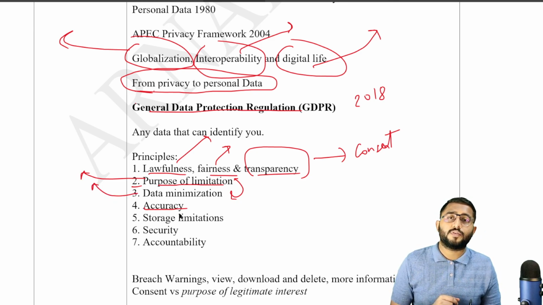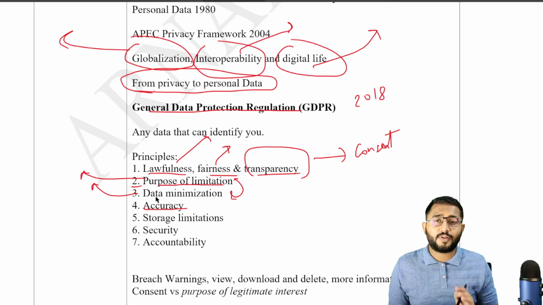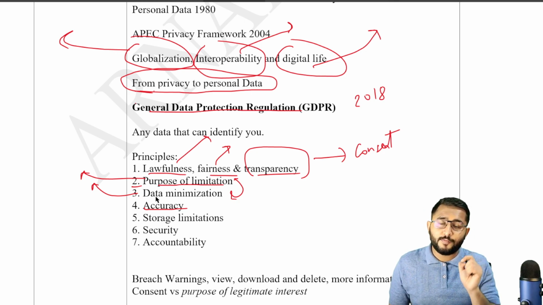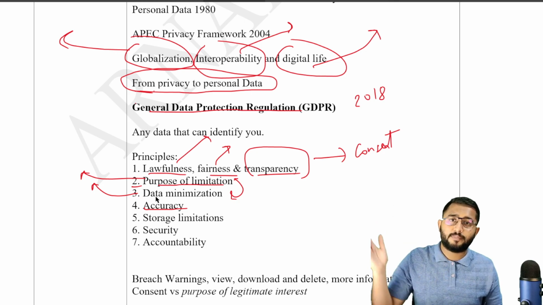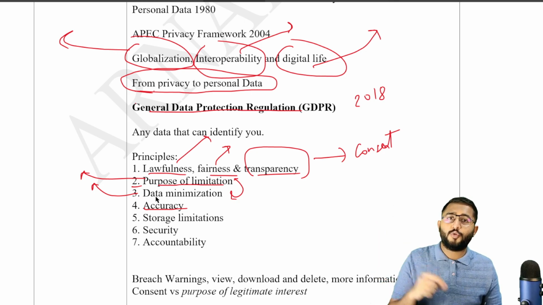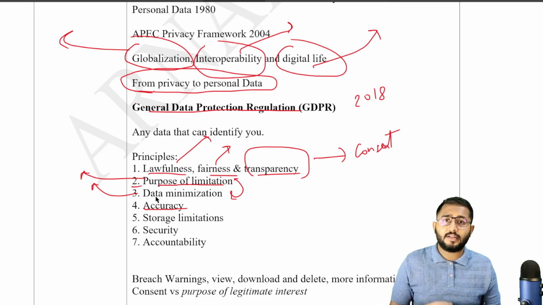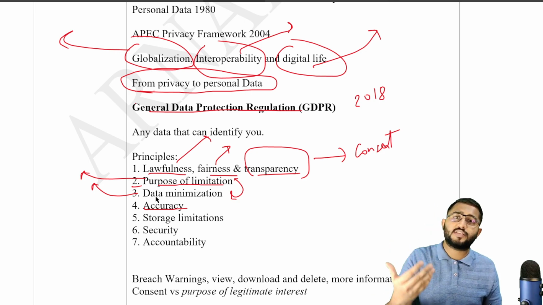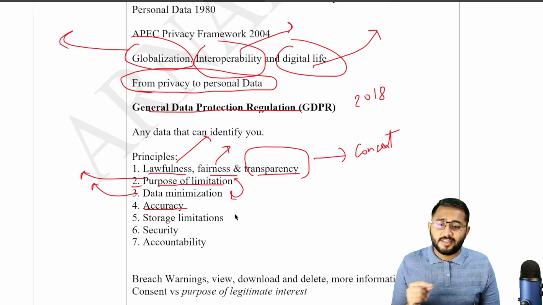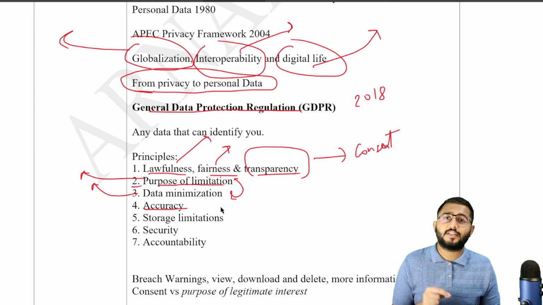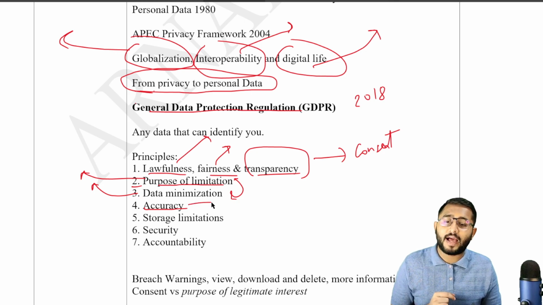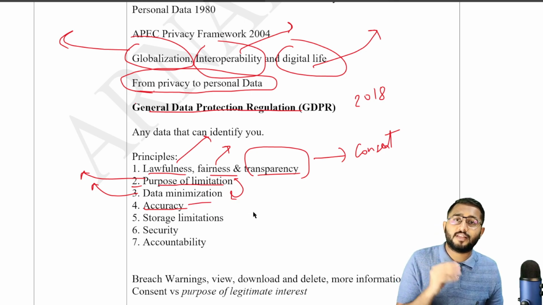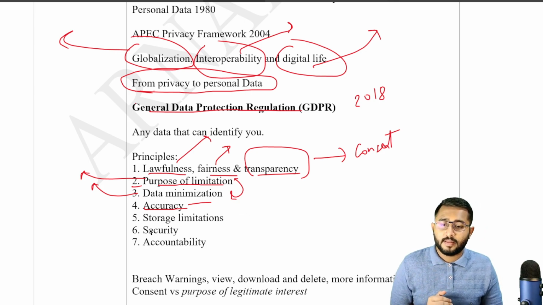Then comes accuracy, which says that the data that you have collected should be accurate. Now, if you collected 5 years ago that my age was 18, or that I had a certain medical condition, and today I don't have that and my age has increased, then the website collecting this information should keep it accurate. It should make sure that the data they had collected is now accurate and up to date. Then it talks about storage limitation.